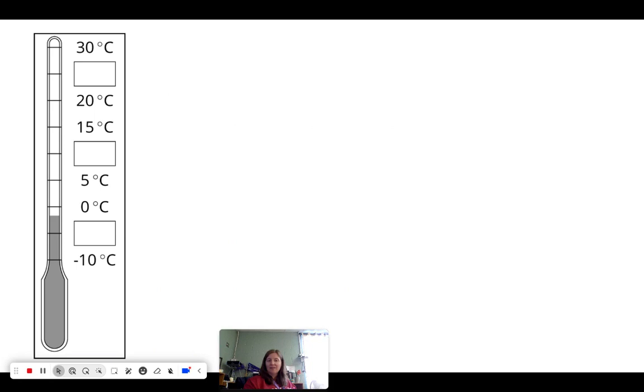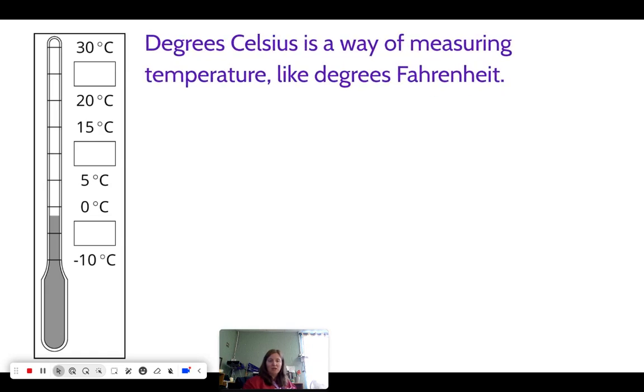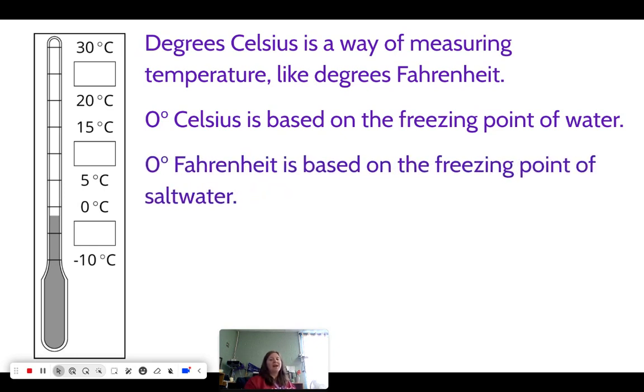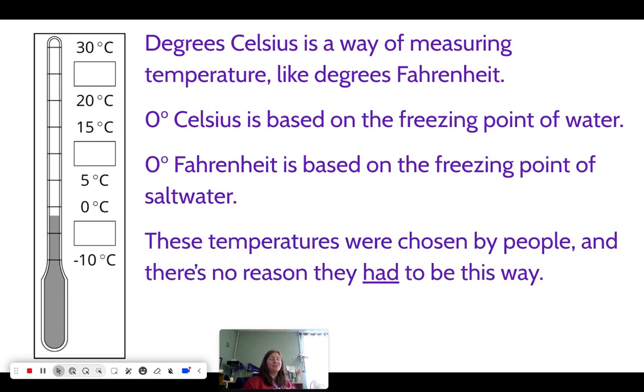On the left-hand side of page 13 of your red notebook, we have blank paper. Go ahead and write down anything on this that you don't already know. So degrees Celsius is a way of measuring temperatures like degrees Fahrenheit. 0 degrees Celsius is based on the freezing point of water, whereas 0 degrees Fahrenheit is based on the freezing point of salt water. So that's the difference between 0 degrees Celsius and Fahrenheit. These temperatures were actually chosen by people, and there's no reason that they had to be this way.